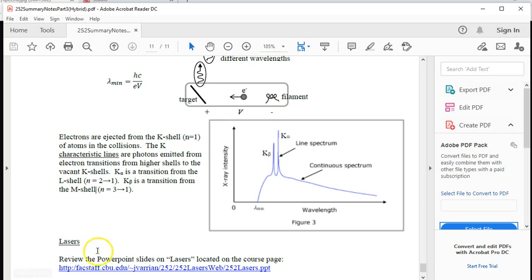I'll see you in the next video where we talk about laser operation. It is another application of the idea of atomic energy states, or molecular states for that matter. I'll say more about that in the next video.